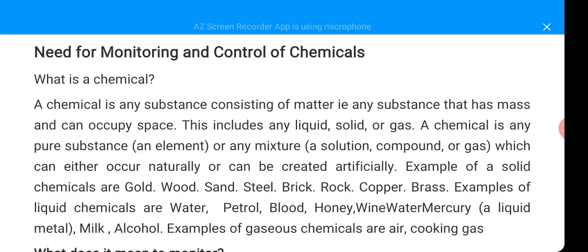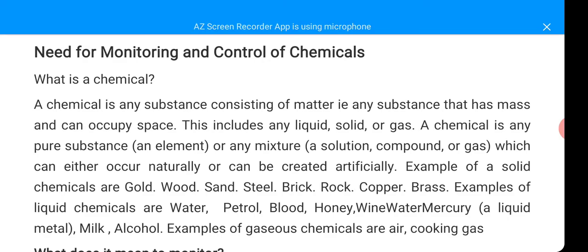So I said a chemical is any substance consisting of matter, that is, any substance that has mass and can occupy space. Chemical includes any liquid, any solid, or any gas. So liquid is a chemical, gas is a chemical, solids are chemicals. You know what I mean by solids? Concrete things. Okay?